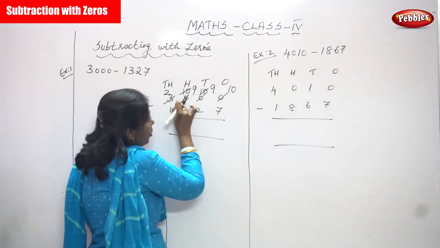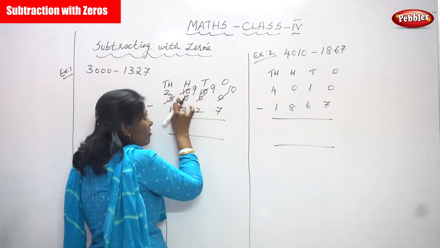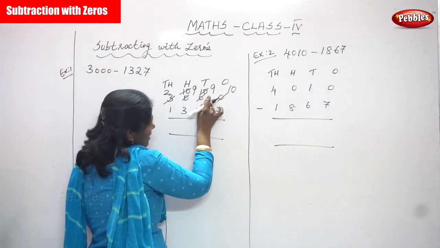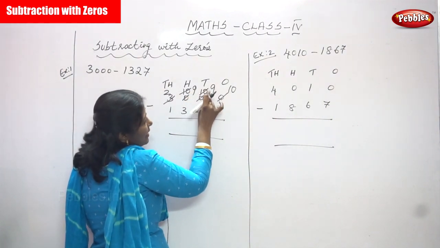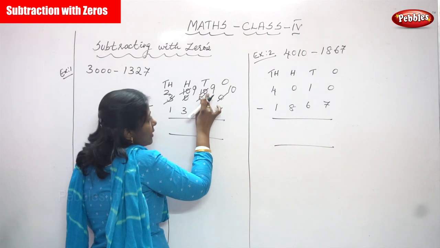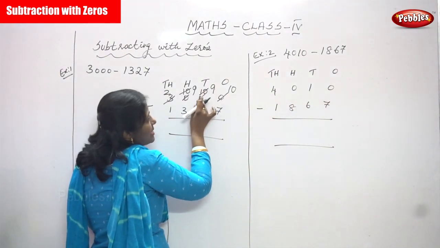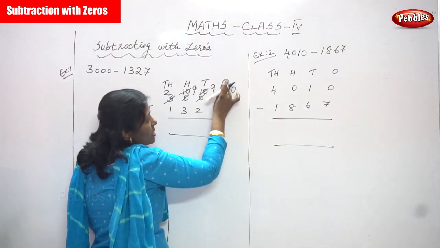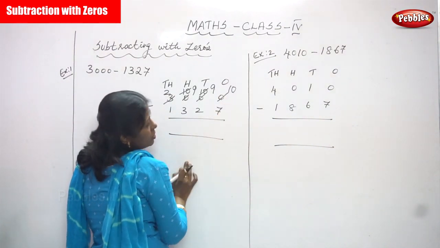From the hundreds place you have to borrow 1. So this tens place 0 becomes 10 and the hundreds place 10 becomes 9. Now what is the number in the tens place? 10. So again you borrow 1 from the tens place, so this 10 becomes 9. The ones place, what is the number? 0. So 0 becomes 10. Now we are going to subtract.